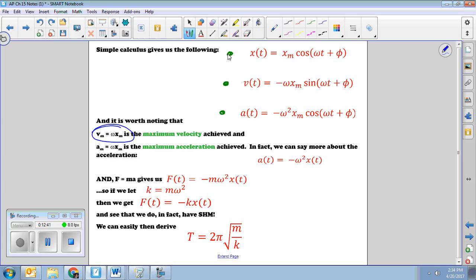Okay, let me say that again. This is very important. Your maximum velocity, the maximum velocity achieved by your oscillating thing, is always equal to omega, whatever your angular frequency is, times xm.